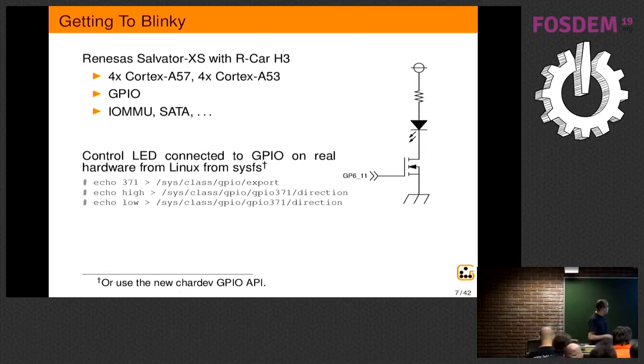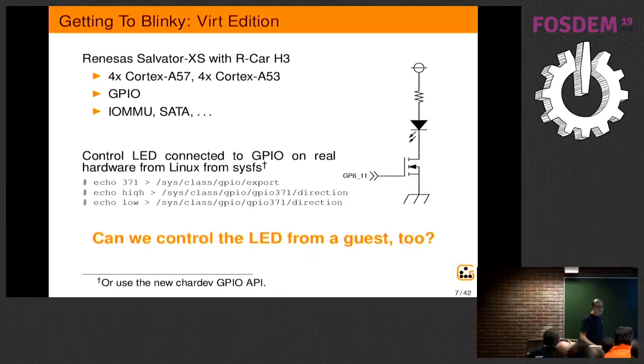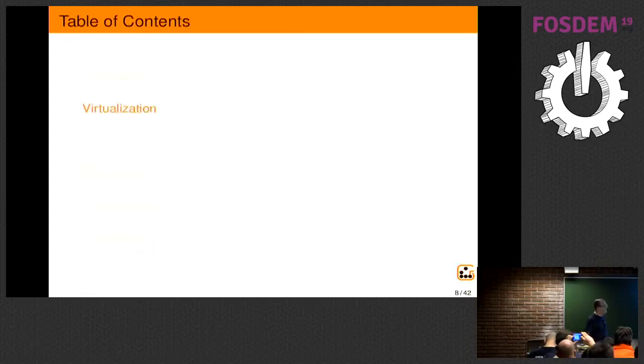If you have an LED connected to a GPIO, then you can control it from Linux user space by exporting the GPIO and writing values to it to control it in sysfs. Yeah, some people will probably comment that I should use the new character device GPIO API, but this is working fine. So that's how we can do it on real hardware. Now the question is, can we control the LED from a virtualized guest too? And that turned out to be a bit more complex, because there didn't seem to be any existing solution for that yet. So let's first talk a bit about virtualization.